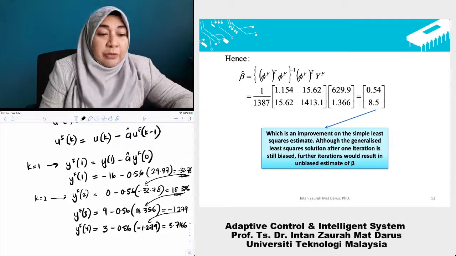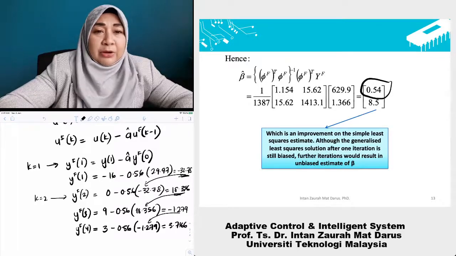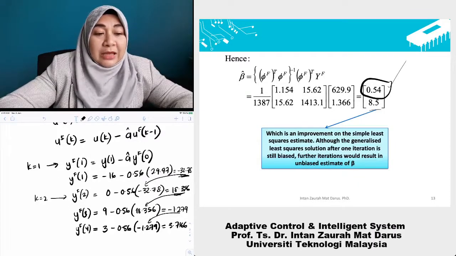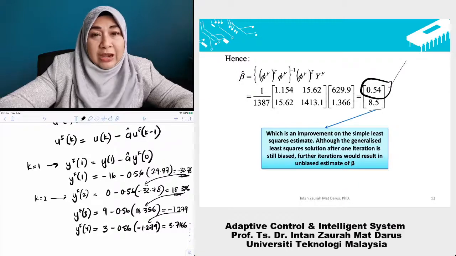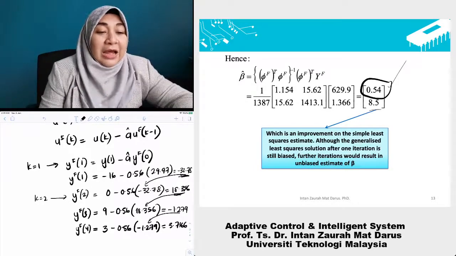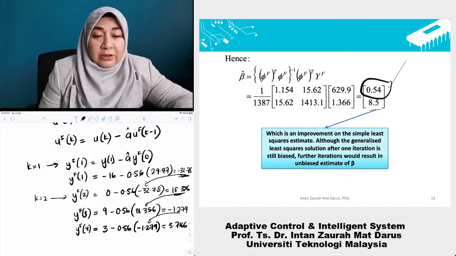So what to do next? This is your second time predicted A, and this is the second time predicted B. You can then use this predicted A again to calculate your filtered output and filtered input, and then use that filtered output and filtered input to calculate your beta again. So this is the iteration that you need to repeat over and over again until the error becomes minimum. All right, so I think that is all for this example.